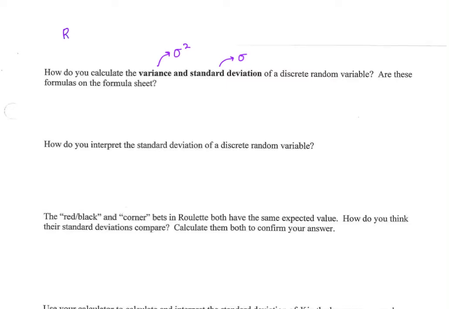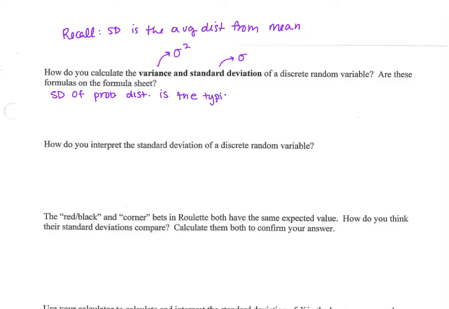So recall, standard deviation is the average distance from the mean. So if we put it in the context of this type of problem that we're doing, the standard deviation of a probability distribution is going to be the typical deviation from the expected value.